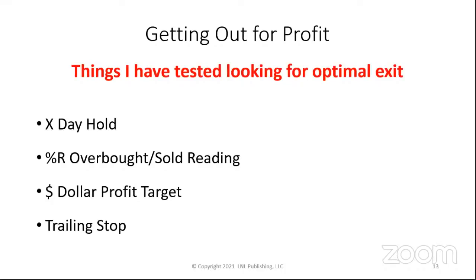So then we got to figure out how to get out. These are things I've looked at for an optimal exit strategy: hold X number of days, wait till %R or some other indicator gets overbought or oversold, look for X dollars of profit, use a trailing stop. I have tested these things religiously since the 1970s. A lot of time just testing those.